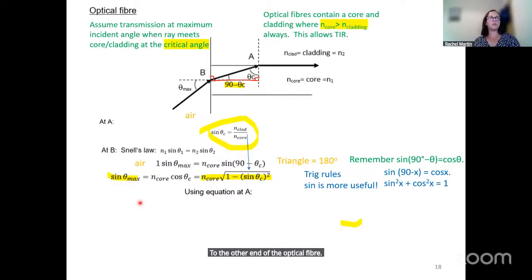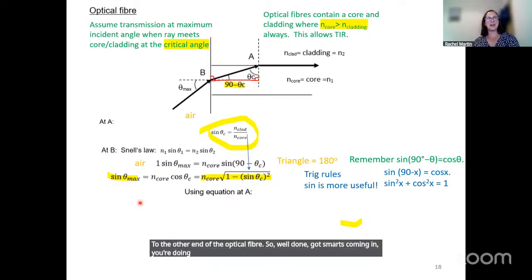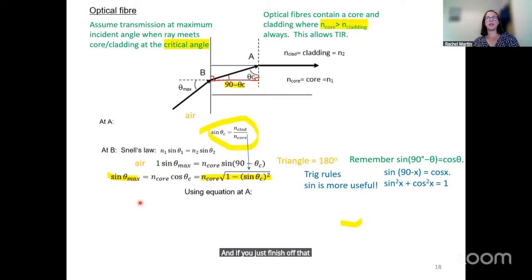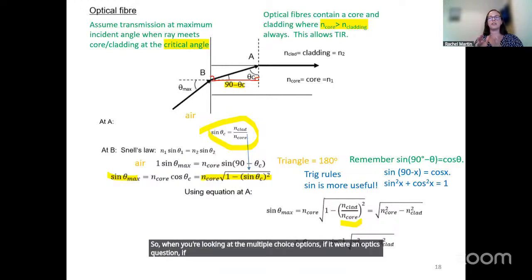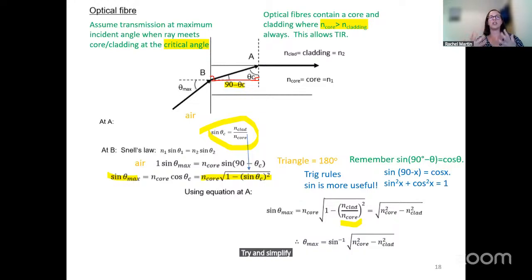So well done, got some answers coming in. You're doing very well at typing some square roots and arcsines into the chat. If you just finish off that substitution, try and simplify it. And you should end up, I have seen a few as simplified as this, well done. So when you're looking at the multiple choice options, if it were an optics question, if your answer doesn't look like the options given, try and simplify as much as you can.